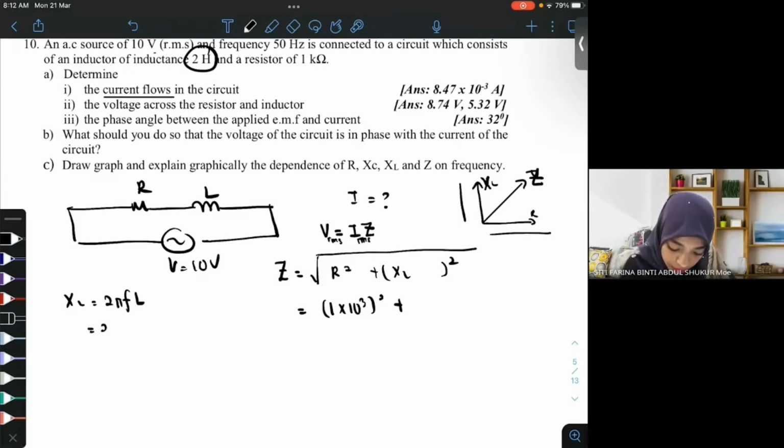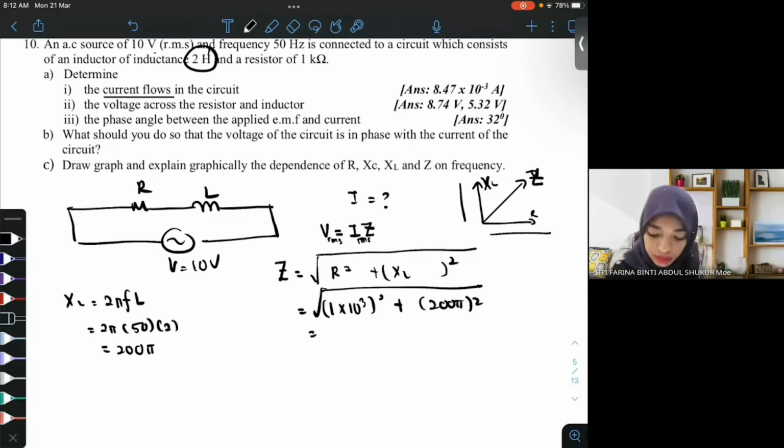So 2 pi, frekuensi adalah 50 darab 2. So kamu akan dapat 200 pi dekat sini. Square root everything. Then kamu pun tekanlah calculator 1 exponent 3 square plus 200 pi square, root. You should get something like this lah. 1000.99 ohm.